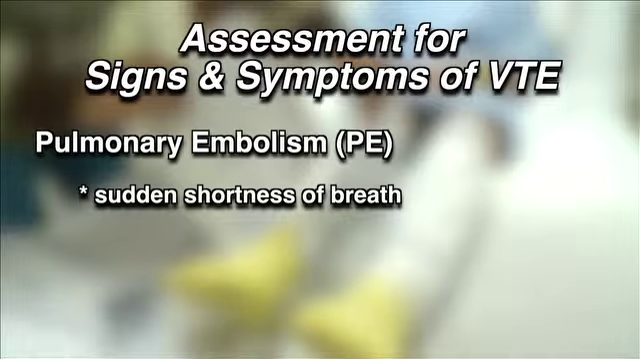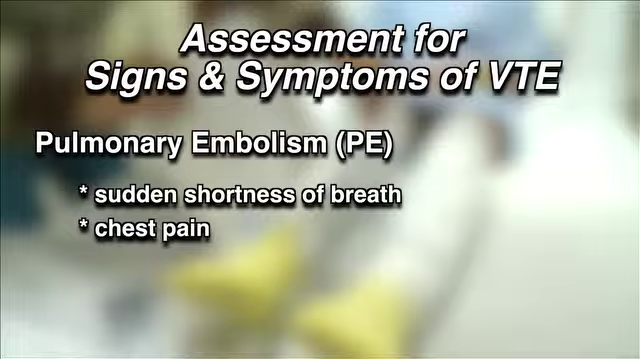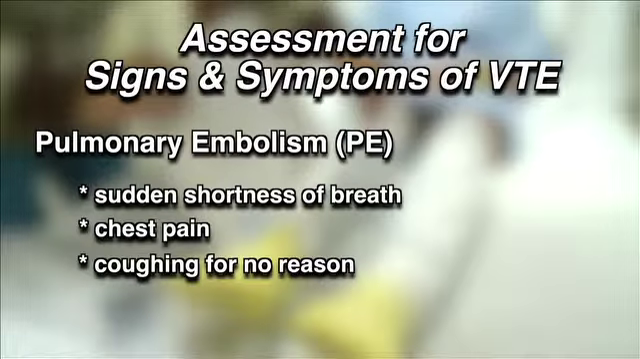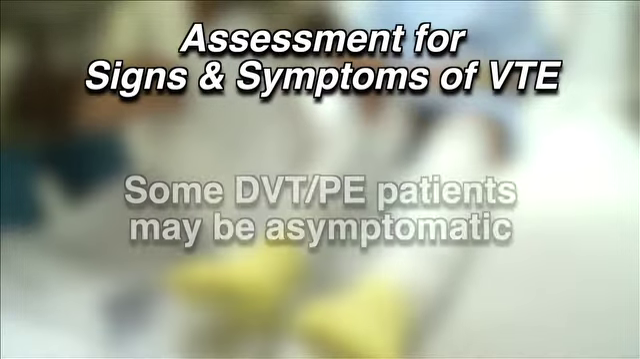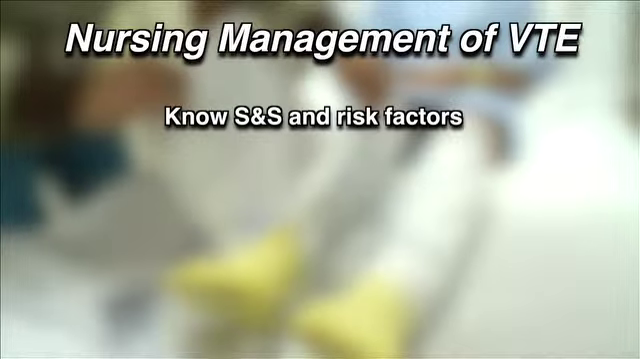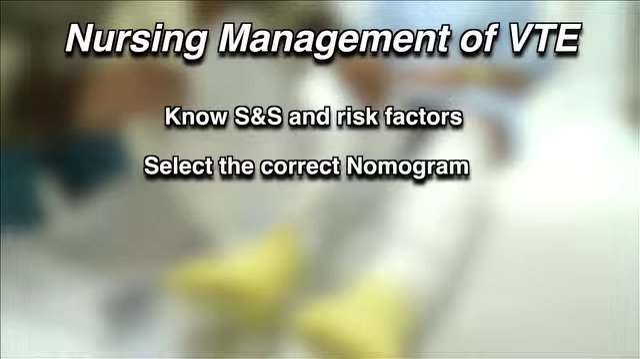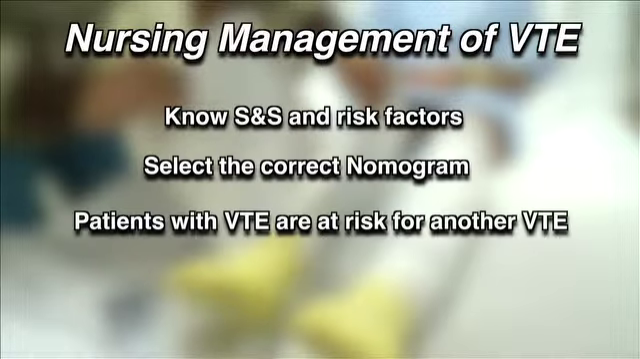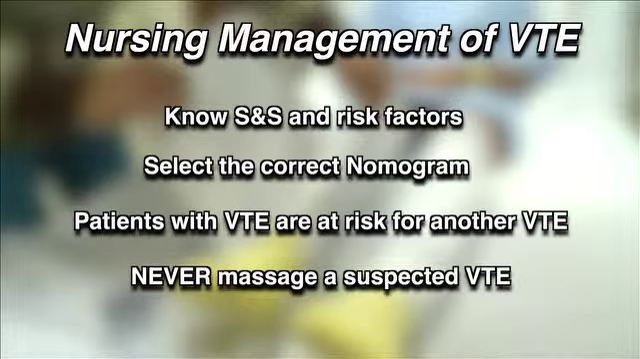PE: sudden shortness of breath, chest pain that may be worse with deep breath, coughing for no reason, the patient may cough up blood, and unexplained tachycardia. Some patients may be asymptomatic. Nursing management of VTE. We must know the signs and symptoms and the risk factors for VTE. We must select the correct nomogram ordered by the licensed independent practitioner and manage the patient accordingly. Patients who develop a VTE are at increased risk for developing another. We must educate the patient and ancillary staff to never massage a suspected VTE.